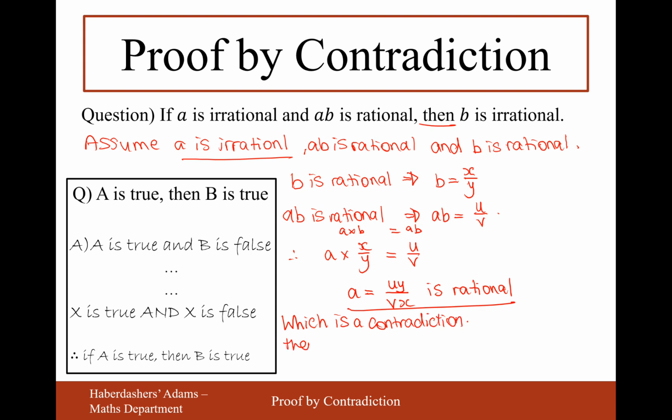So therefore, if A is irrational, AB is rational, then B is irrational. And there we are, that's the answer to this question.